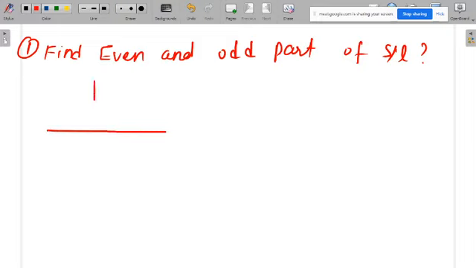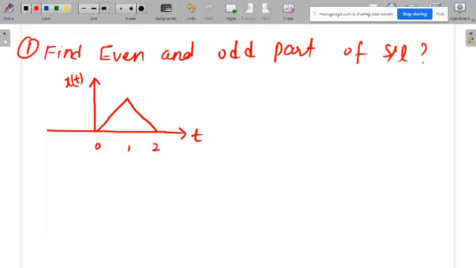Signal may be given in terms of a mathematical equation or in terms of a graph also. This is the signal given. Okay, so again we know that this signal is neither an even nor an odd signal. But we can extract the even component and the odd component separately.